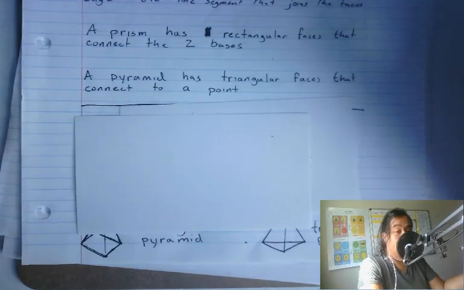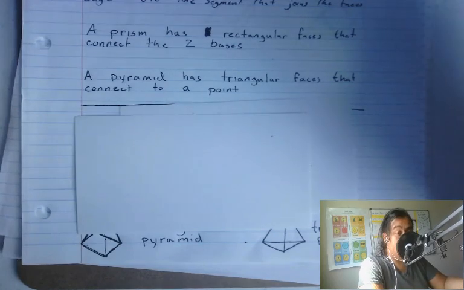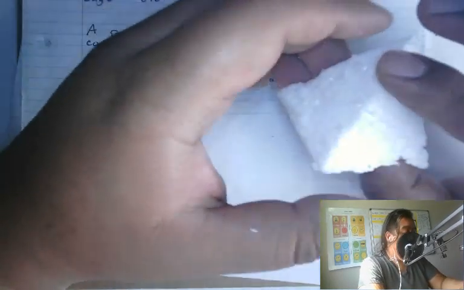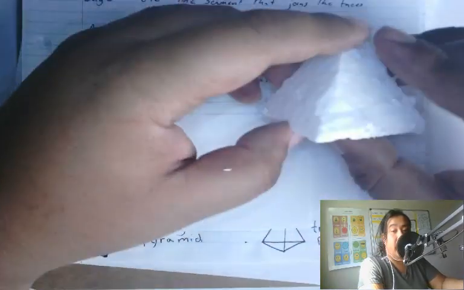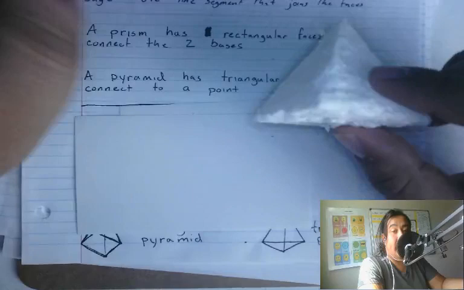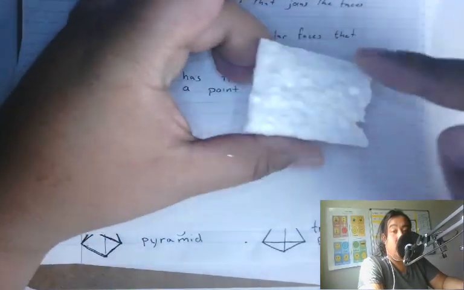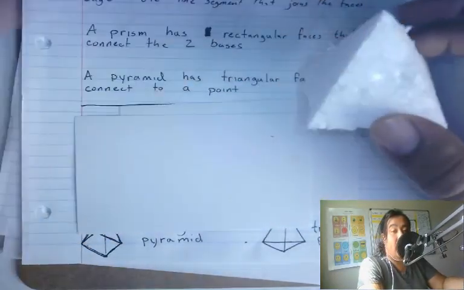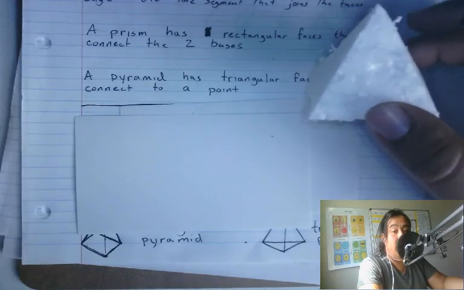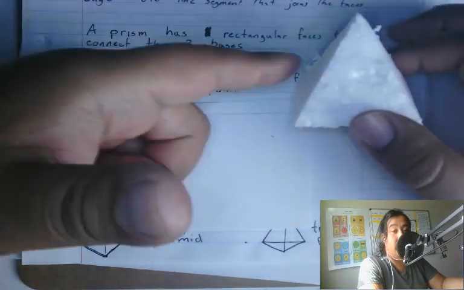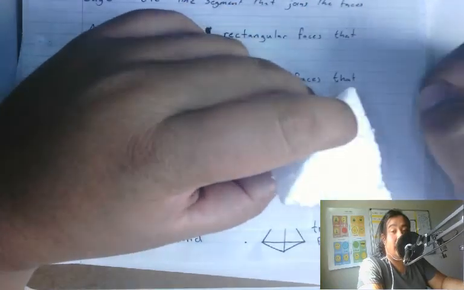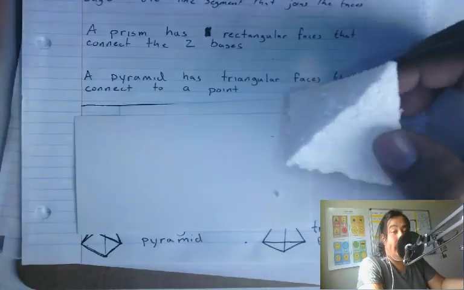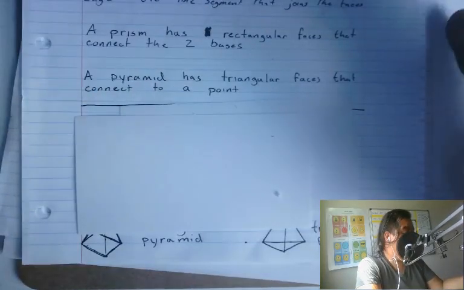When I have a pyramid, it has triangular faces that connect to a point. So I'll have a triangle here, here, and here, but my base is going to be a rectangle. So this would be a rectangular pyramid. And I know it's a pyramid because it has these triangular faces that connect at a single point. Okay, so we have prisms and we have pyramids.